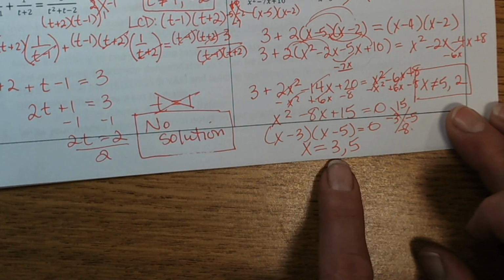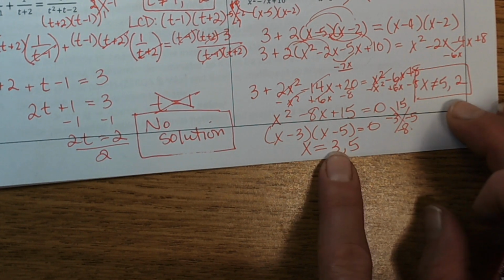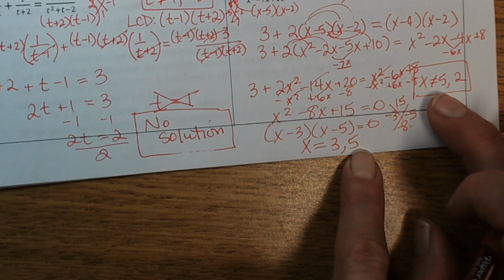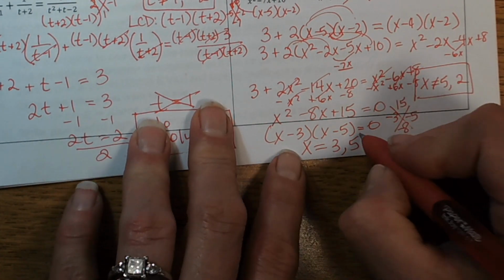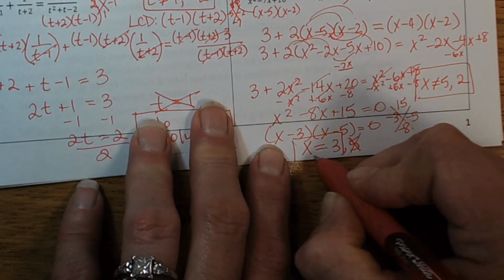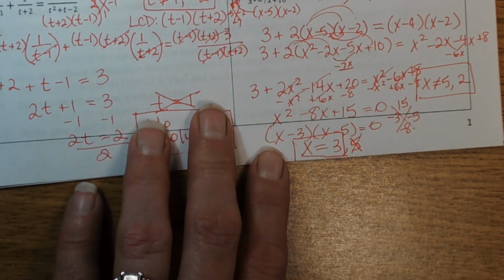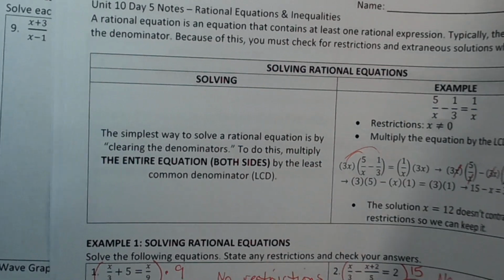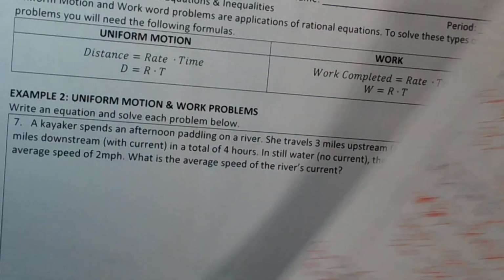So again, I want to check my solutions against my restrictions. 3 is okay, but 5 is not. So I'm going to cross out my 5. So the only solution here would be x is equal to 3. Okay, let's look at our next page.